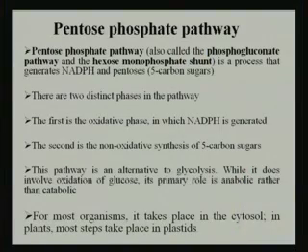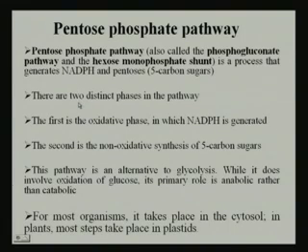Now let us start with the pentose phosphate pathway. The pentose phosphate pathway is otherwise known as the phosphogluconate pathway or hexose monophosphate shunt. In this biosynthetic pathway, it generates NADPH and pentose sugar, that is 5-carbon sugar. If we see the entire pathway, we can divide it into two distinct phases. The first is the oxidative phase in which NADPH is generated. In the second phase, there is the non-oxidative synthesis of 5-carbon sugars.